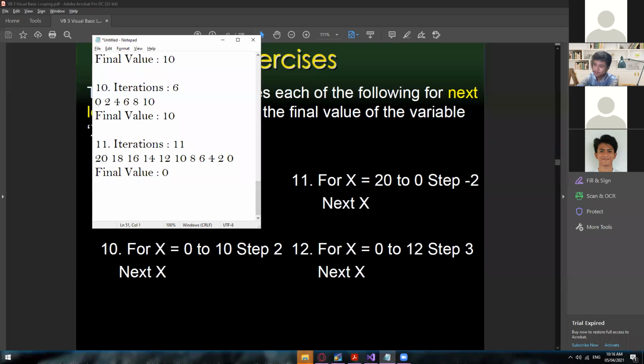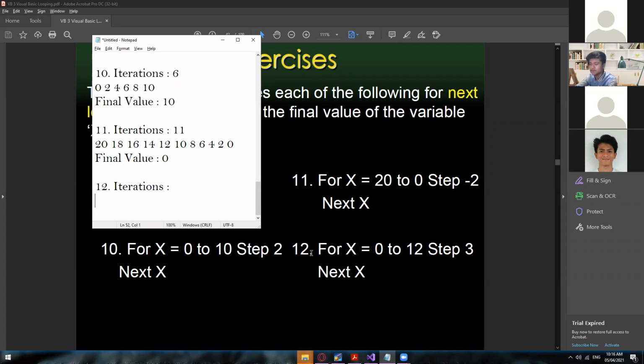Okay. So the last one is number 12. So we have an initial value of 0 to 12, and then the step is 3, or it's incrementing by 3. How many times will this iterate? Initial value is 0, plus 3 is 3, plus 3 again is 6, plus 3 is 9, and then plus 3 is 12. So coming from Mr. Ariel Yorta, this answer is 5. So let's see, 1, 2, 3, 4, 5. So yeah, the correct answer is 5.